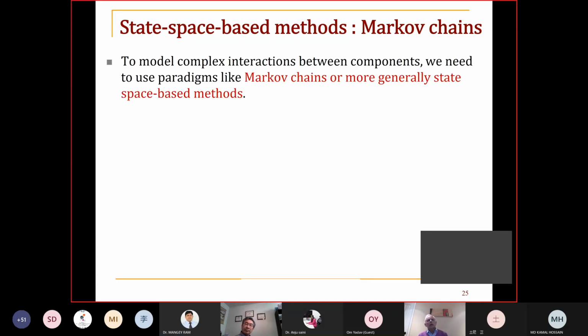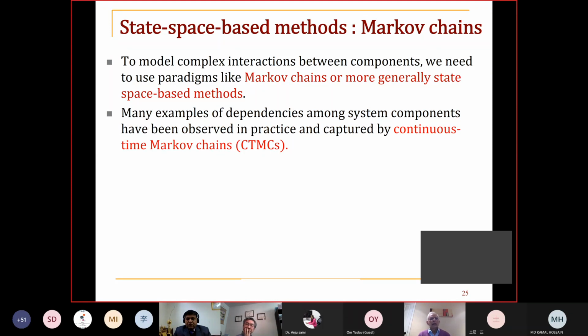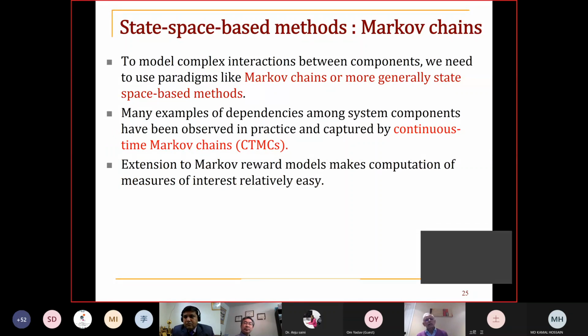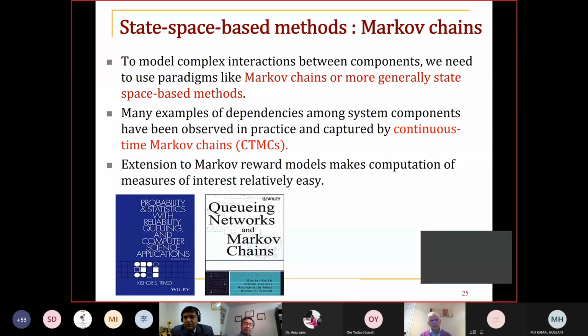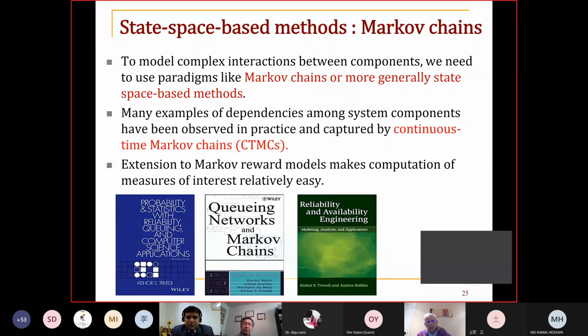such method. To model complex interactions between components, we need to use paradigms like Markov chains or, more generally, state space based methods. Many examples of dependencies among system components have been observed in practice and captured by continuous time Markov chains. In fact, what we are going to talk about are homogeneous continuous time Markov chains, or CTMCs, and the extension to Markov reward models makes computation of measures of interest from the simple probability vector relatively easy. There have been many other books, but 3 of my books extensively deal with Markov chains.